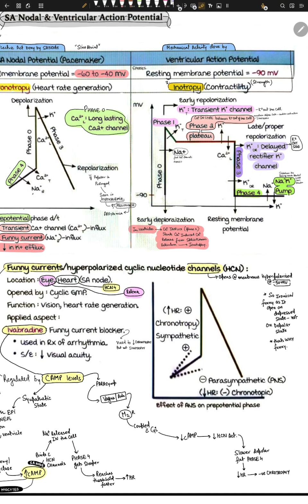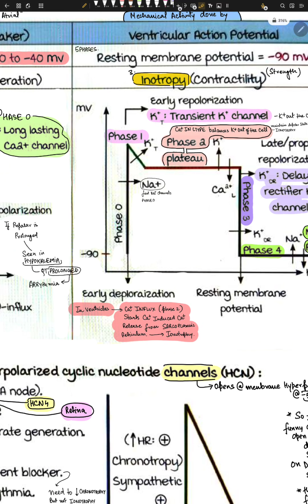And it waits for it. So once SA node fires this impulse, it spreads through the ventricles after a short delay, and this delay is done by AV node. The ventricle cells respond very fast in a very powerful way, because the more powerful it is, the more strength it has, the more inotropic it is. So that's why I've written here inotropy. Inotropy means contractility strength, how strong the contraction of the ventricle is.